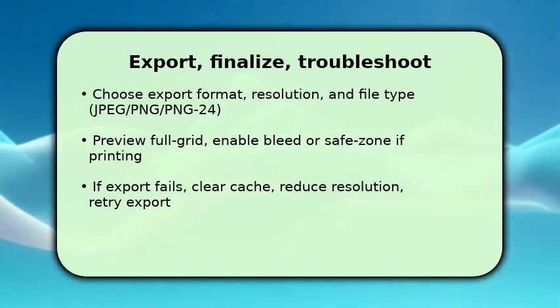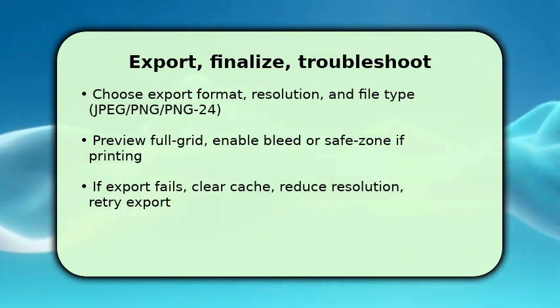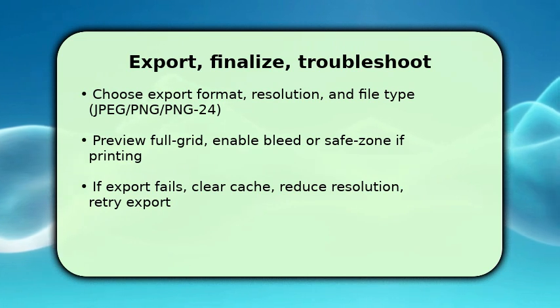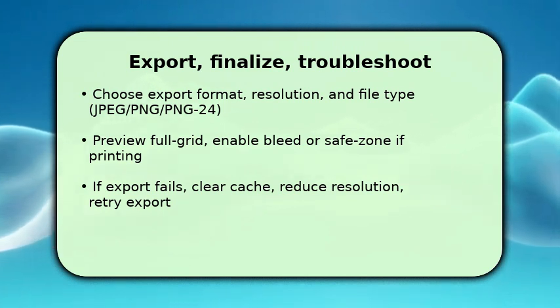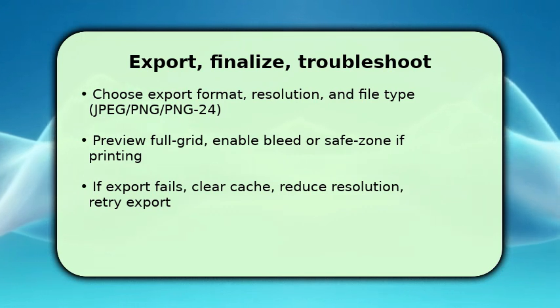If export fails or images look washed out, clear the app cache, reduce resolution slightly, or toggle color profile and retry. If a single cell misaligns, unlink it from the group, fix its position, and regroup before exporting again.